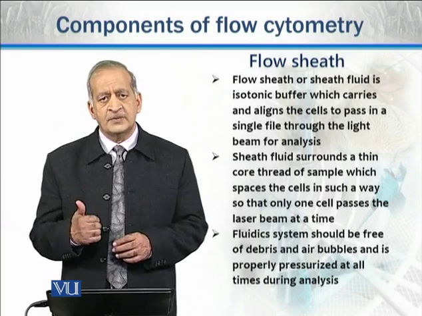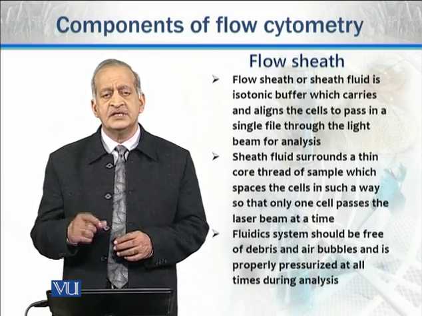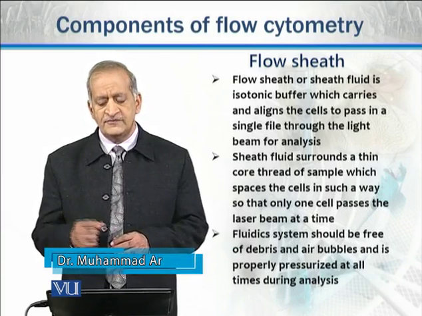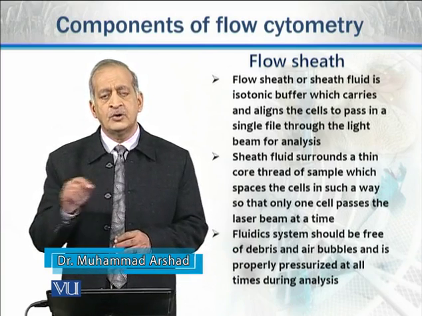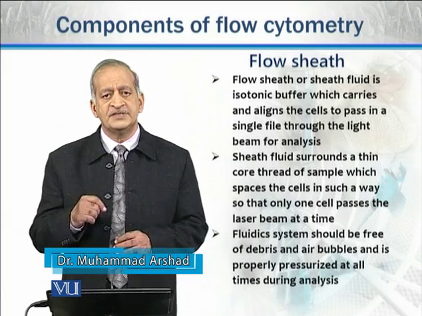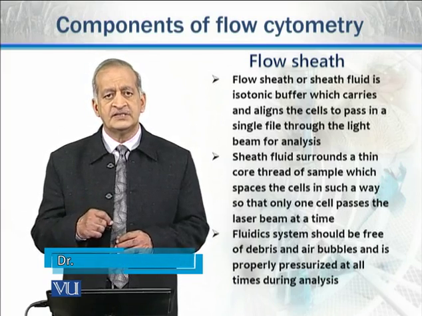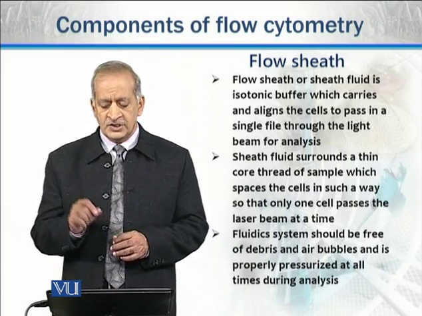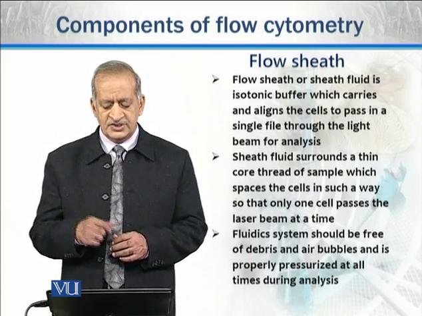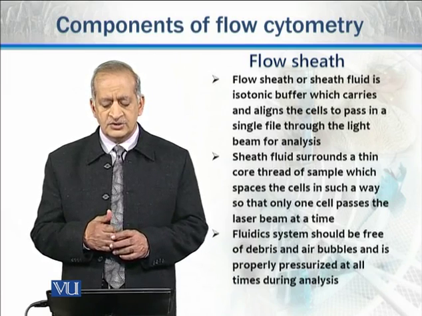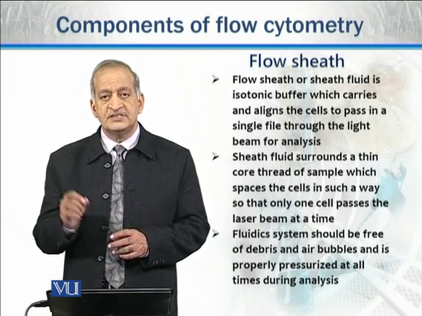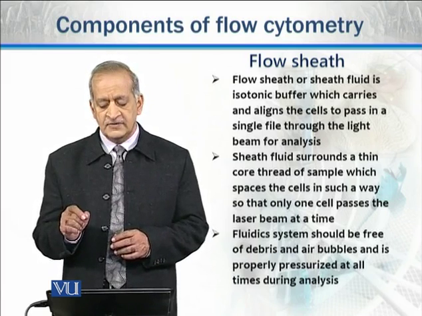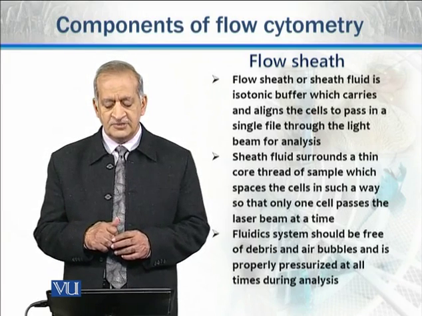So along with cells or particles, we also use this flow sheet or sheath fluid, and this surrounds the sample, and this helps in isolation of the cells or passage of the cells through the instrument in a single file. Sheath fluids, like I mentioned earlier, surround a thin core thread of sample which spaces the cells in such a way so that only one cell passes the laser beam at a time.